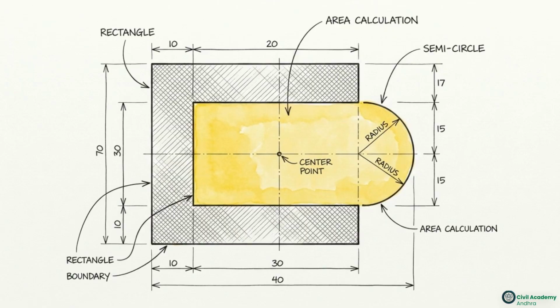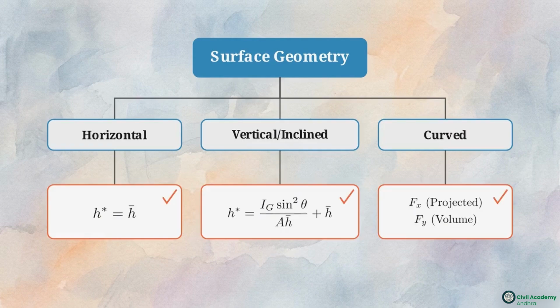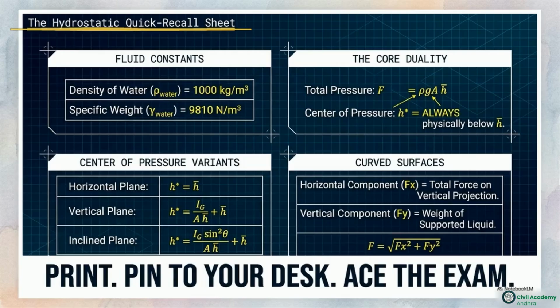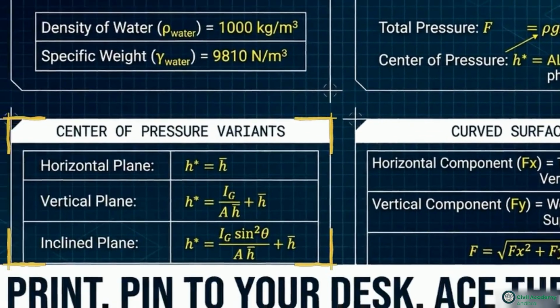Success in fluid mechanics for the APPSC AEE depends on rapid pattern recognition. You must identify the surface type and apply the correct workflow immediately. This hydrostatic quick recall sheet consolidates the constants, universal formulas, and curved surface rules needed for the exam. These sections are interconnected. Understanding that H star must be physically below the center of gravity validates the results of any universal equation variant on this sheet.